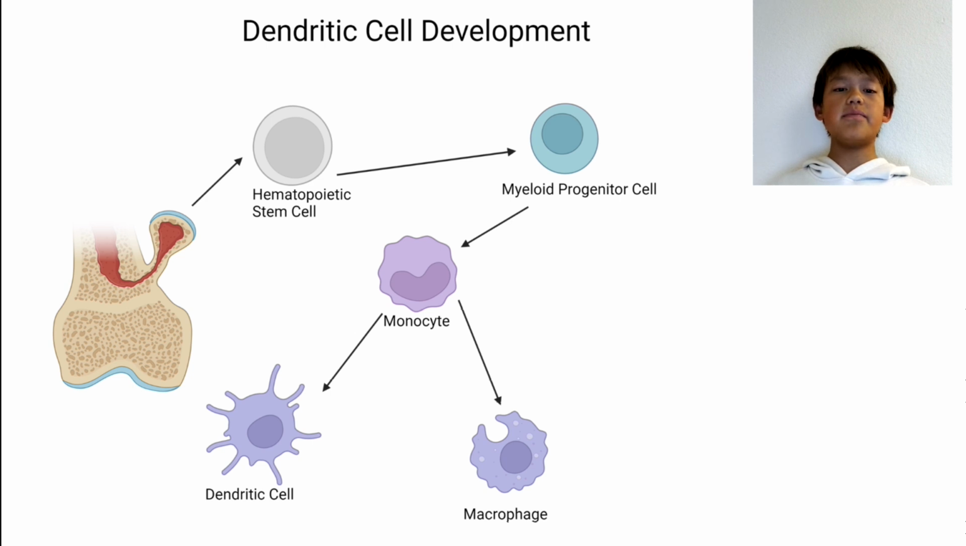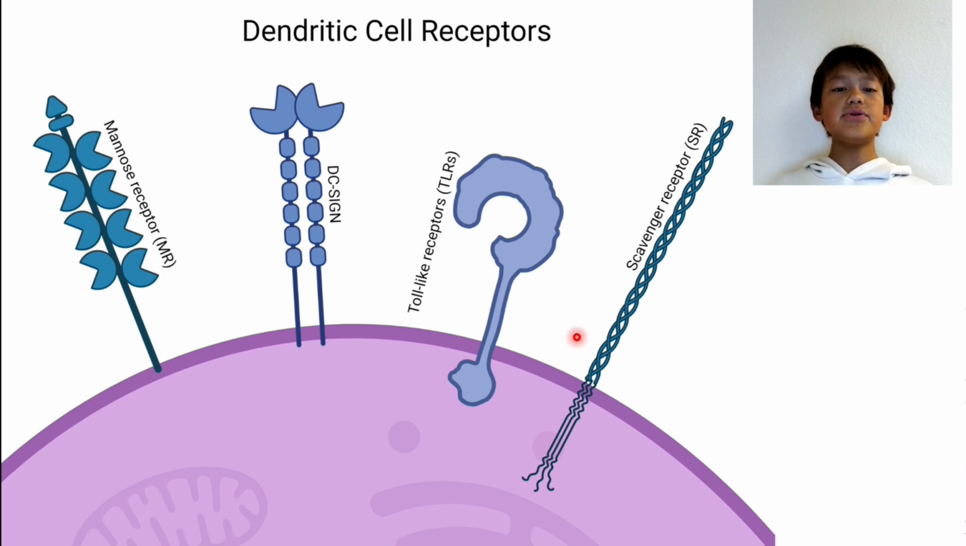Just like most innate immune cells, the dendritic cell starts from the hematopoietic stem cell, which develops from the bone marrow. Then the hematopoietic stem cell will undergo a process called myelopoiesis, which turns the hematopoietic stem cell into myeloid progenitor cells, which then further differentiate into monocytes and finally turn into cells like the macrophage and the dendritic cell. Because the dendritic cell is an antigen-presenting cell, it has a variety of receptors on the cell surface.